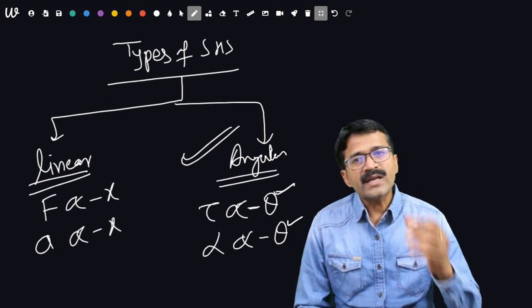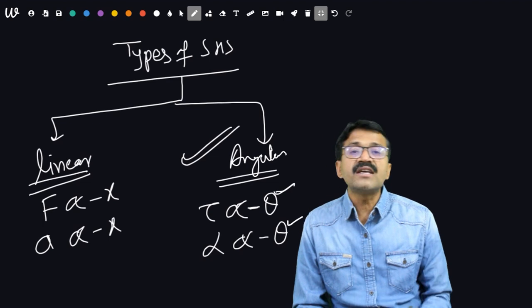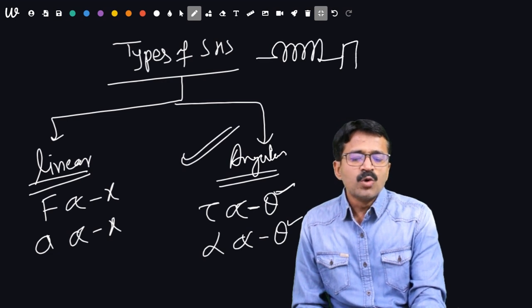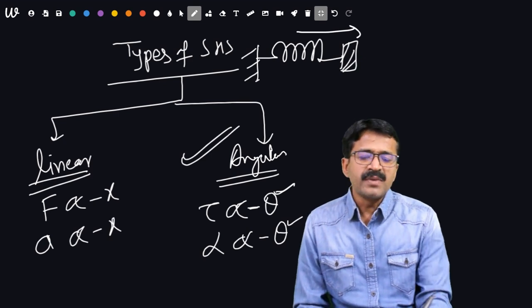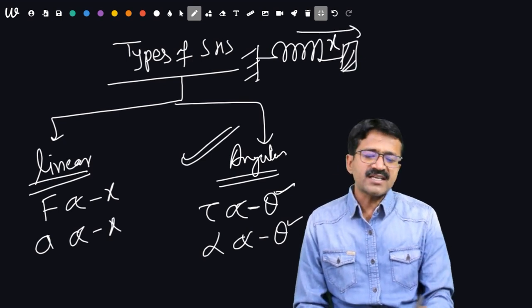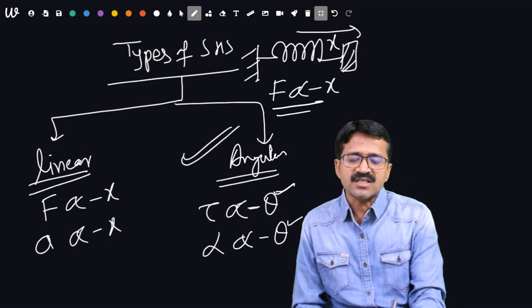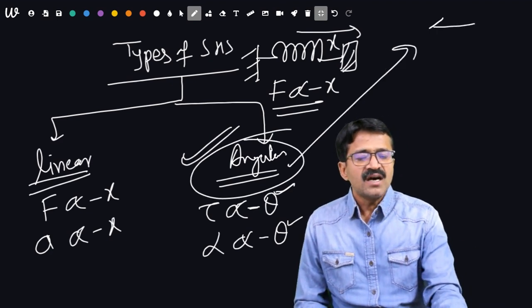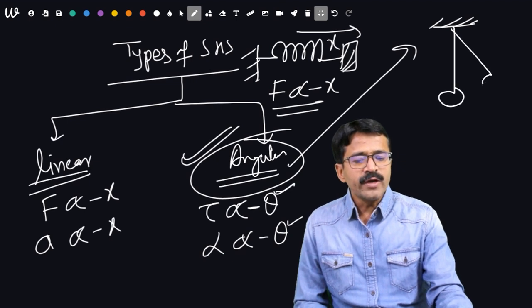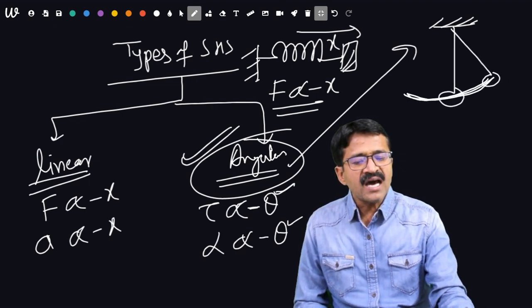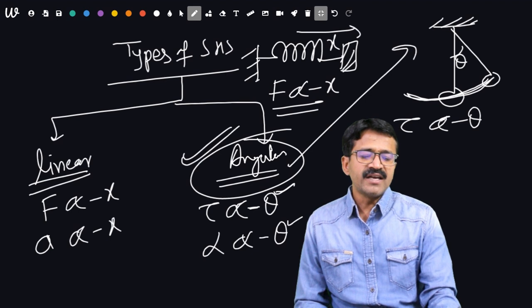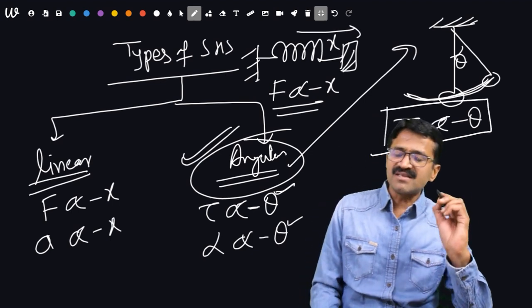Now another question is, what is a practical application or example of linear SHM? The practical example of linear SHM is the motion of a loaded spring when it is shifted from its mean position. Let the shift be X, then F proportional to minus X. What is an example of angular SHM? An example of angular SHM is a simple pendulum, which moves to and fro on an arc about a certain angle, then torque will be directly proportional to minus theta. So these are the examples and these are the conditions.